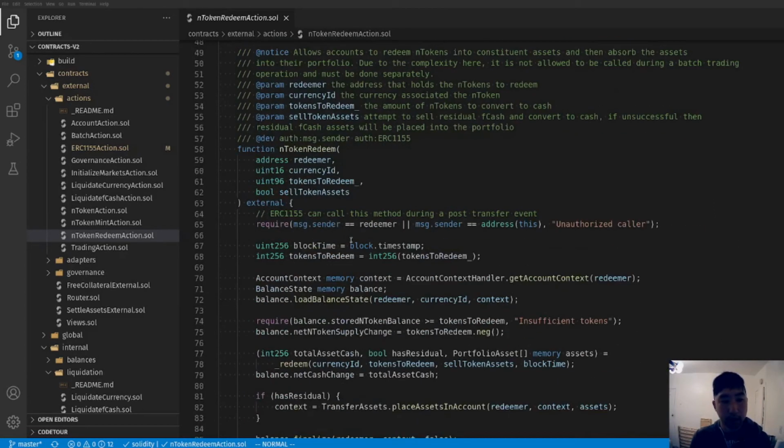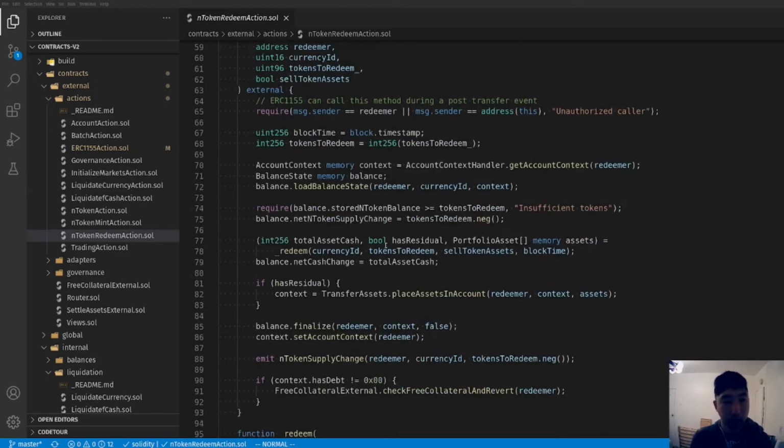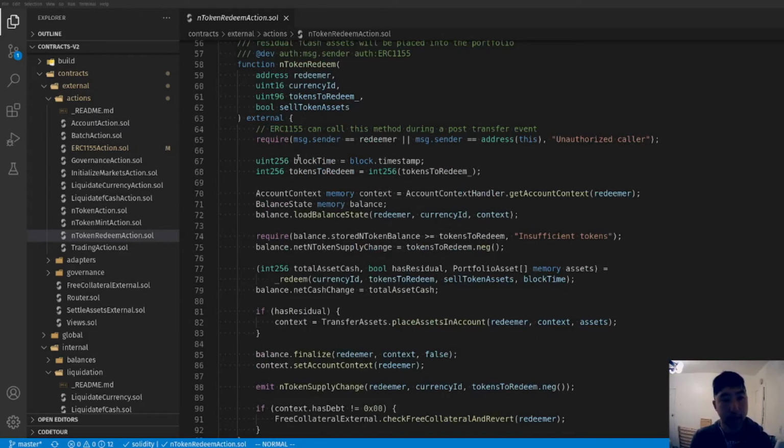And then there is another external method that users can call directly, and it can also be called via ERC1155 action. But what occurs here is that you can redeem your tokens, and you can optionally tell the contract whether or not it should try to sell any residual amounts.